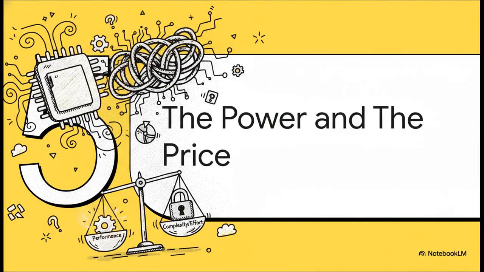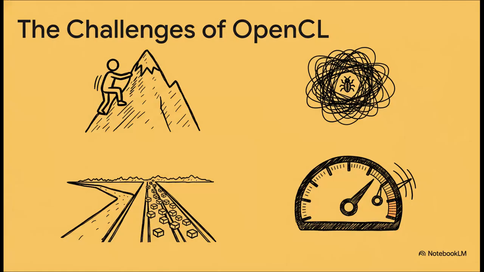Now, this all sounds pretty incredible, right? But, and this is a big but, OpenCL isn't some magic wand. When you unlock this much power, it comes with its own set of very real challenges and some pretty serious trade-offs. For starters, it's really hard for programmers to learn. You have to completely change the way you think to program for thousands of cores at once. And debugging? Trying to find one tiny bug when thousands of things are happening simultaneously is a nightmare.